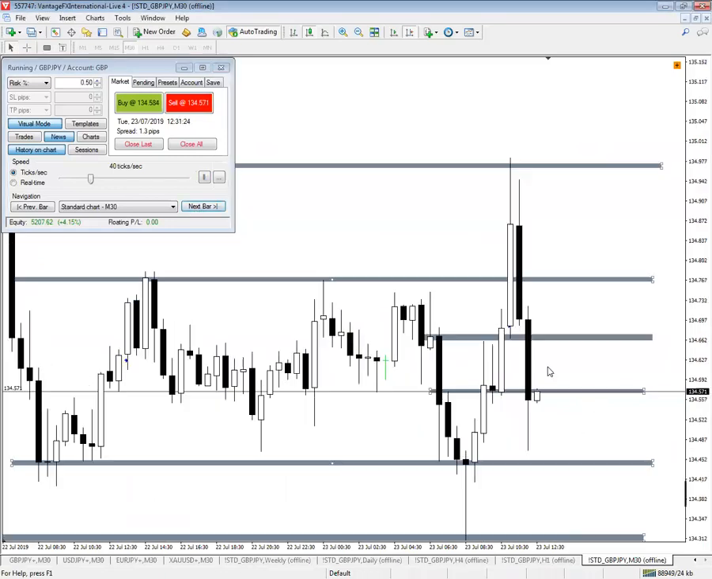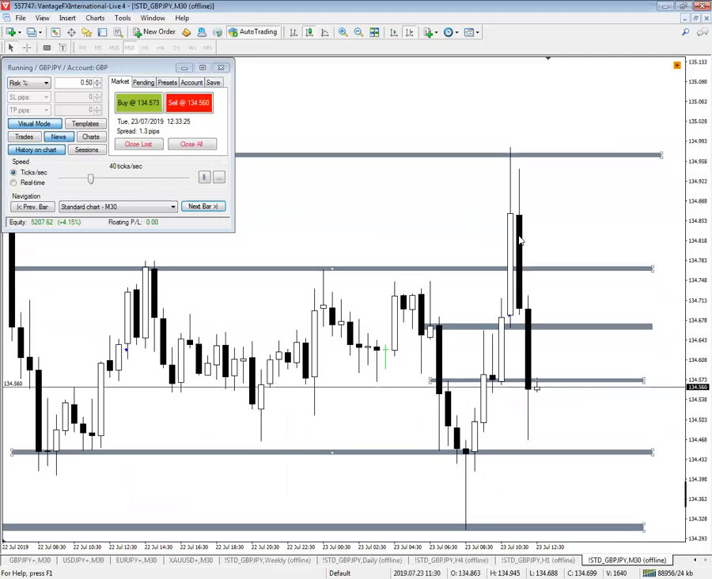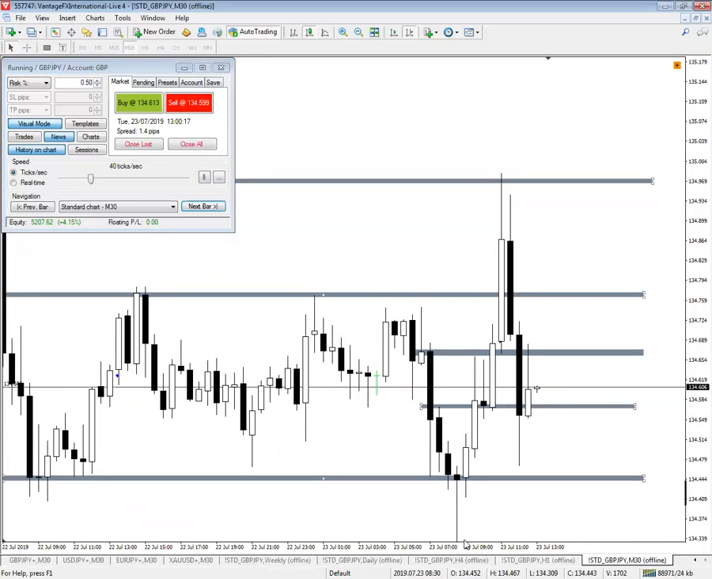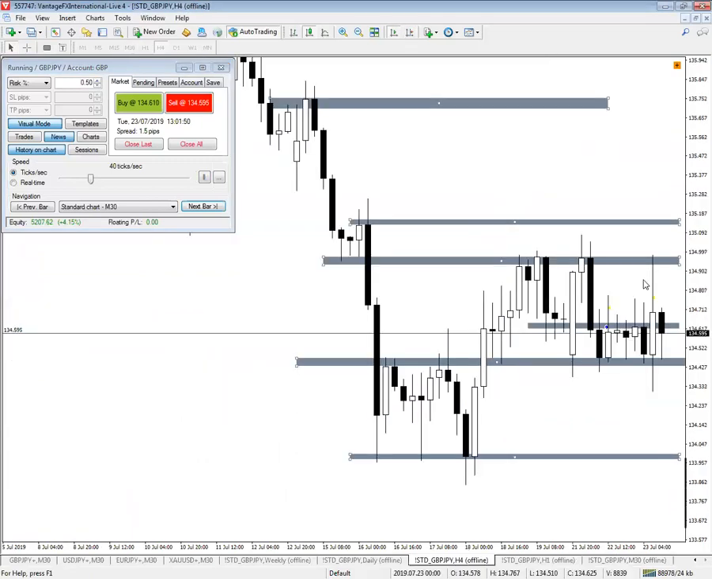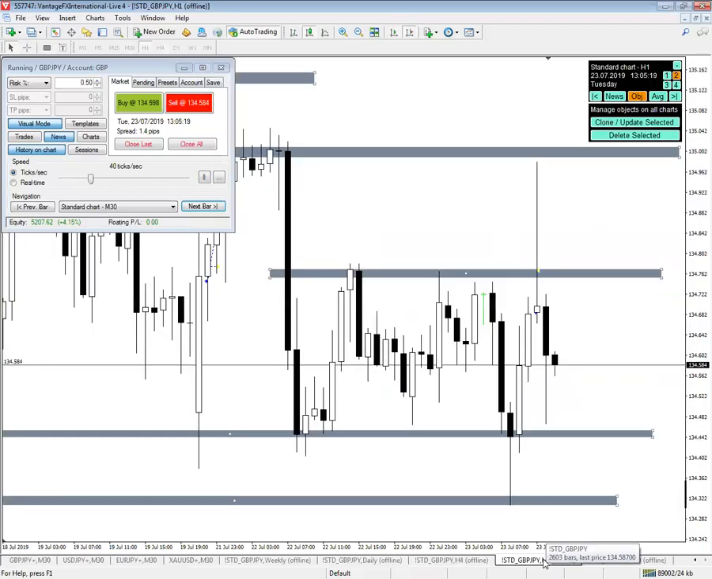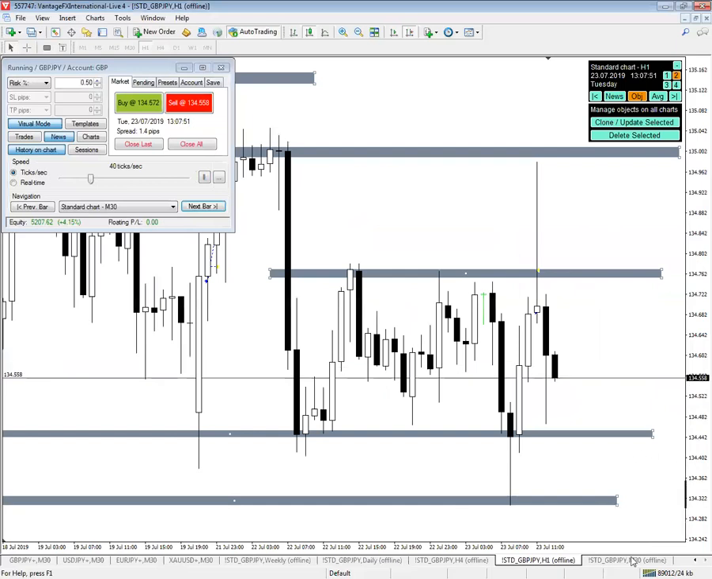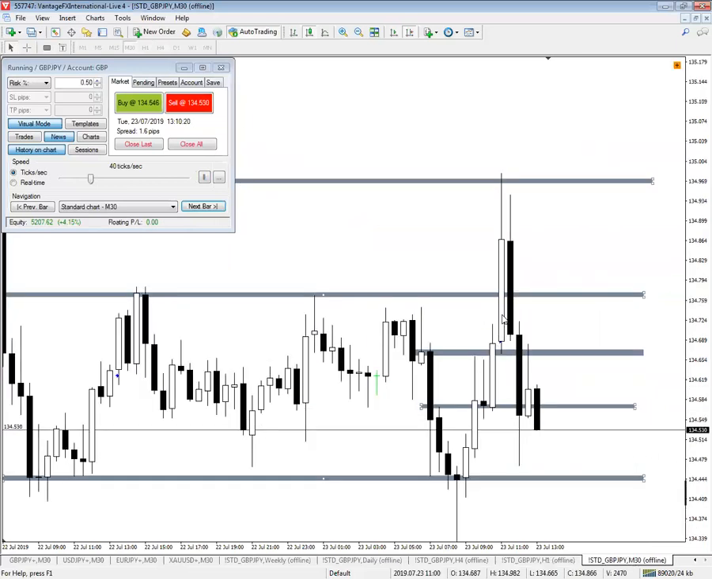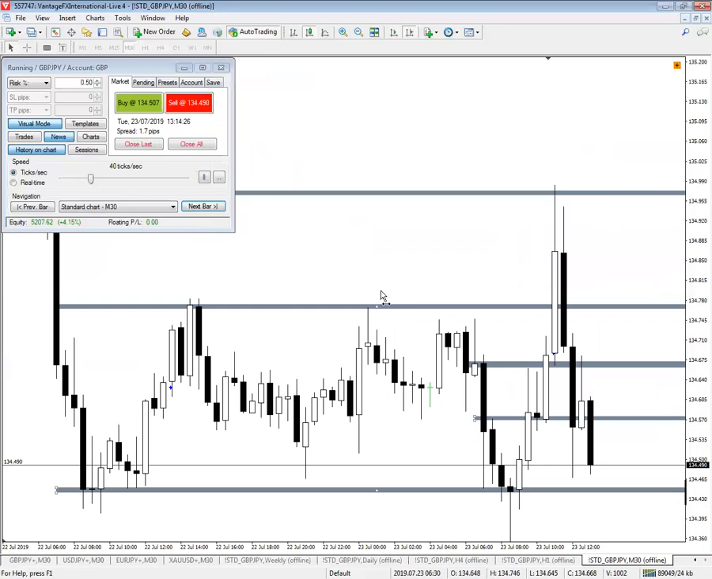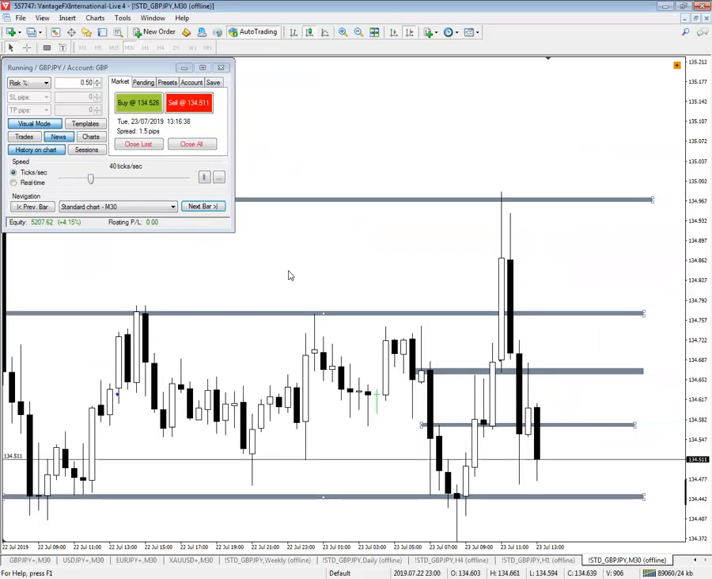Oh, so this move up got corrected as well. So maybe now we're going to start coming bearish on the higher time frame, but we'll see. That whole move got corrected. In fact, that was a full-on fake out. That was a huge fake out.